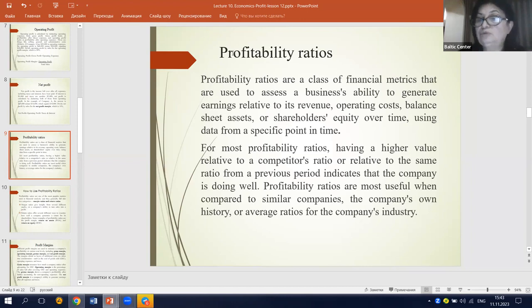Profitability ratios are the most useful when they compare to similar companies, the company's own history, and the average ratio for the company's industry.